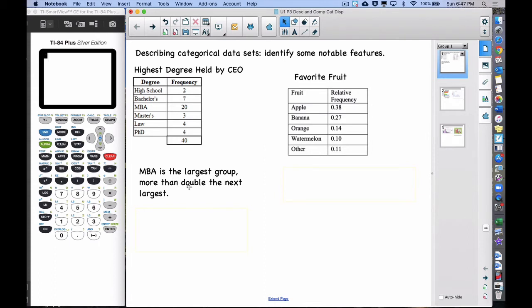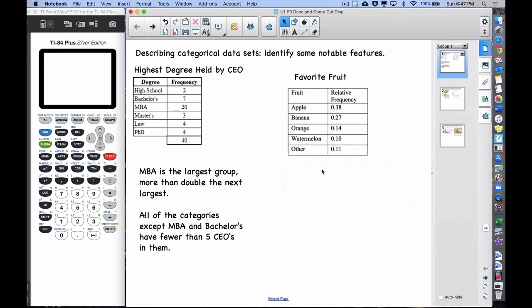A better answer would be to point out how much larger that is than any of the others. Another thing we could point out is that all of the categories except MBA and bachelors have fewer than 5 CEOs in them. And that kind of makes the point that except for those two, the rest of the CEOs are scattered in small numbers in those other groups.